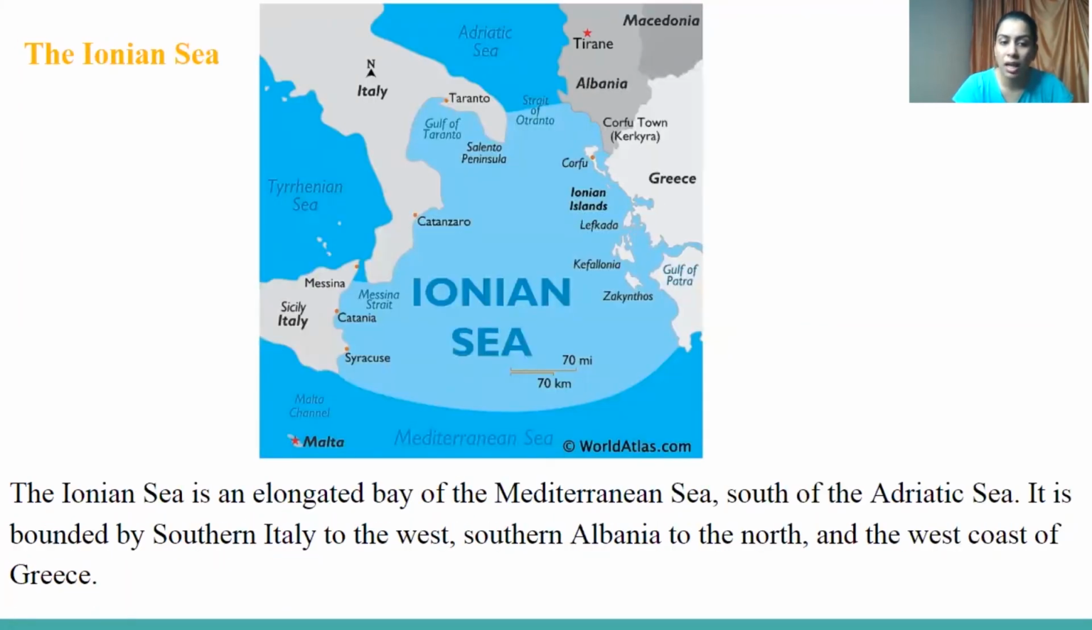The Aegean Sea is an elongated bay of the Mediterranean Sea south of the Adriatic Sea. It is bounded by southern Italy to the west, southern Albania to the north, and the west coast of Greece.